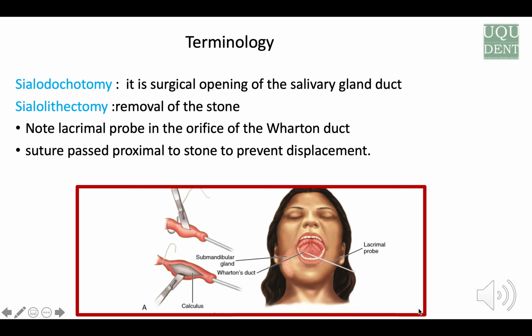Then we have also sialolithectomy, which is the removal of the stone. You can see in the picture the procedure to remove the stone. You put the lacrimal probe in the orifice of the Wharton duct. Then you make an incision and suture in the proximal part to the stone. Why do you put the suture? To prevent displacement of the stone away from your incision. Then you can take the stone out.